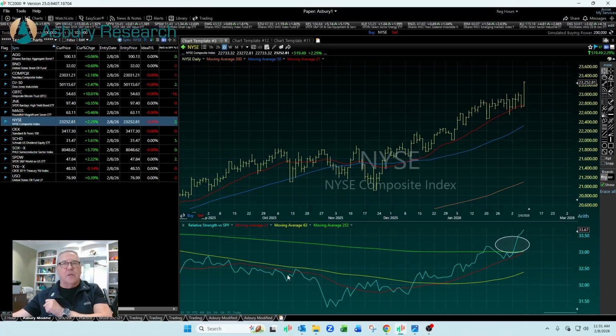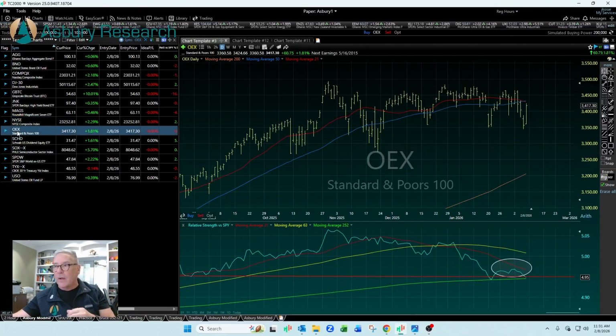So if all I did was look at these relationships and I didn't know what the S&P 500 was doing, I'd say that we're either getting real tired on the upside or we're starting to roll over. Here's another one. This is the S&P 100, OEX, versus the 500, SPY. Typically in a healthy bull market, the 100 is going to outperform the 500.